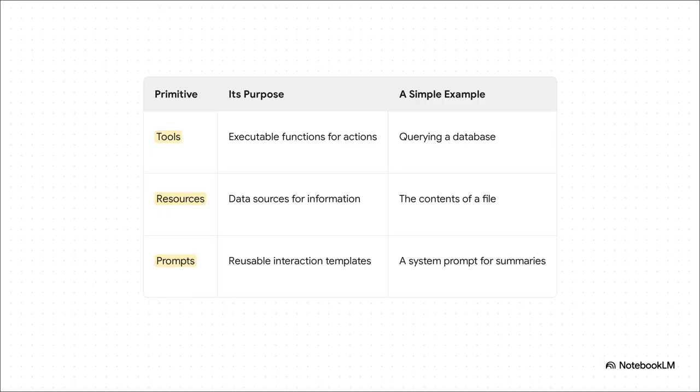And it's beautifully simple. First, you give the AI tools. These are actions it can do, like go and query a database. Second, you give it resources. These are things it can know, like, hey, here are the contents of this specific file. And third, you give it prompts, which are basically just templates to help it structure its responses. A rule for how to write a good summary. And that's it. Do, know, and structure. That is the entire language of context.